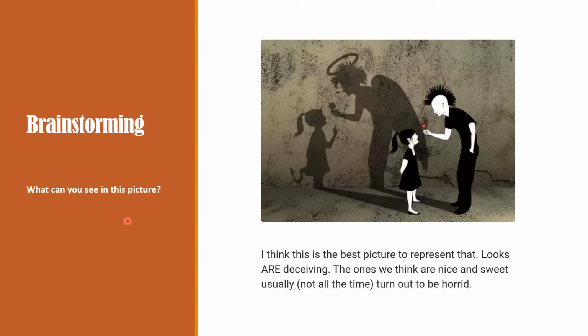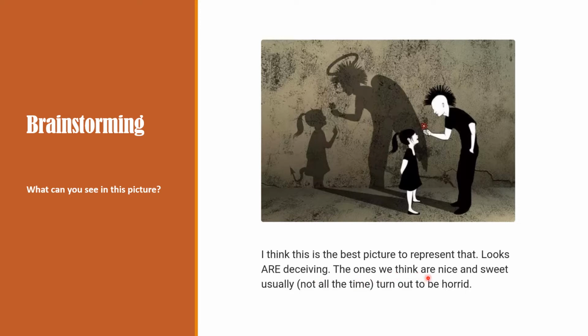One more picture like this. Have a look at this picture and again think about what you can see in it. You can see a man and a small child and their shadow. So look at the photo carefully. I think this is the best picture to represent that looks are deceiving, meaning whatever we see cannot always be true.